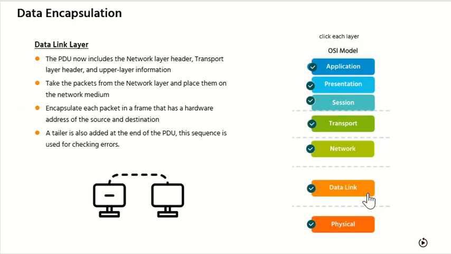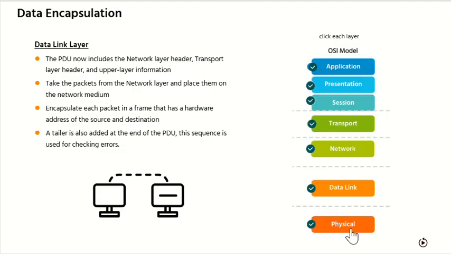At the data link layer, the PDU now includes the network layer header, transport layer header, and upper layer information. This is called a frame. The data link layer will now take the packets from the network layer and place them on the network medium, cable or wireless. The data link layer will encapsulate each packet in a frame that has a hardware address of the source and destination and other information which will specify to which protocol in the network layer it should pass the data when it arrives at its destination.